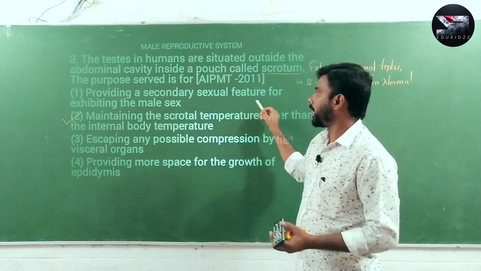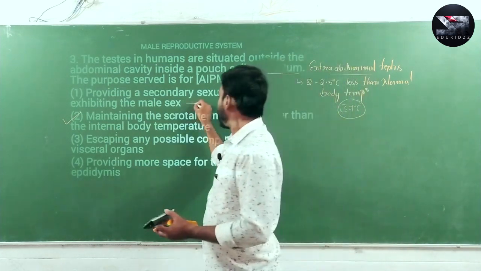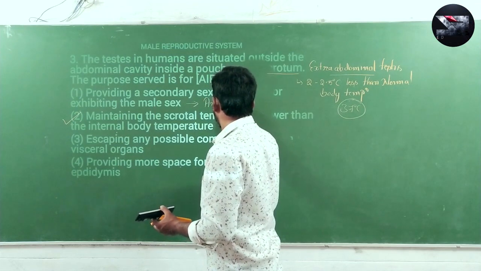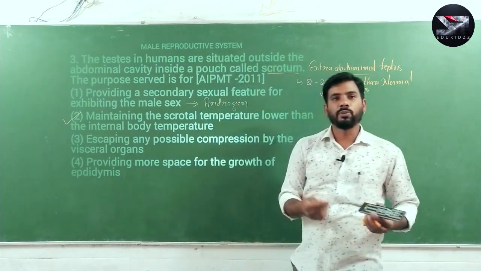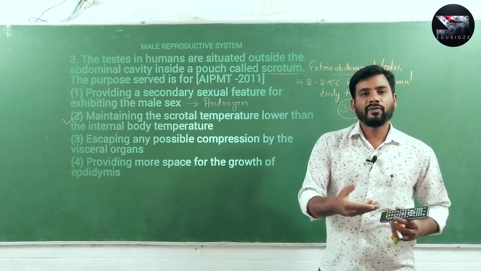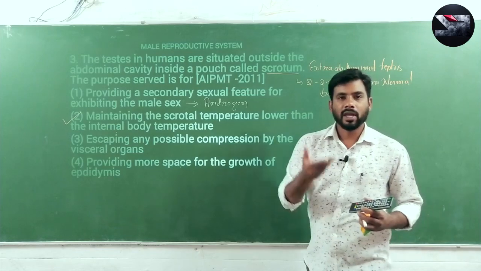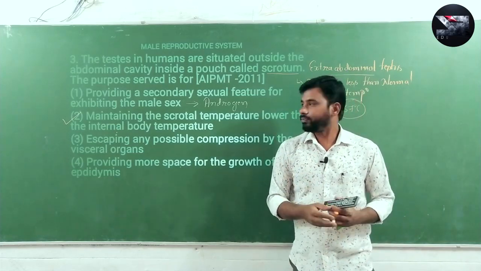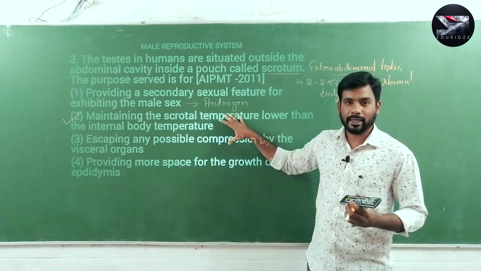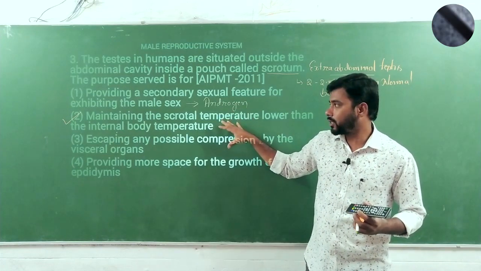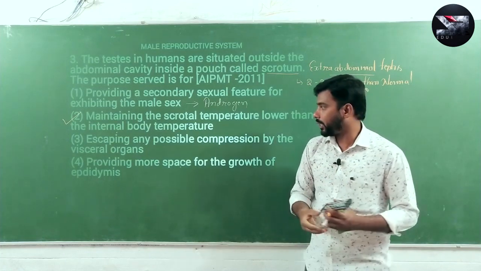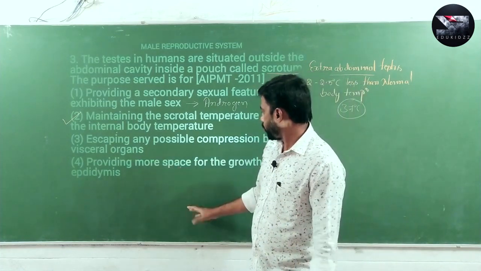The secondary sexual features are provided by the hormone called androgen. When human males reach puberty, around 13 to 14 years of age, you can see the formation of pubic hair, beard, and mustache, as well as deepening of the voice. These are the secondary sexual characters, mainly due to the synthesis of androgen during puberty. And the other points are also wrong.